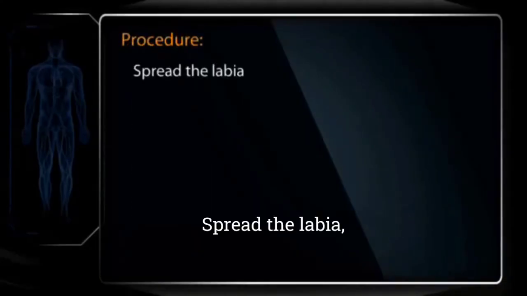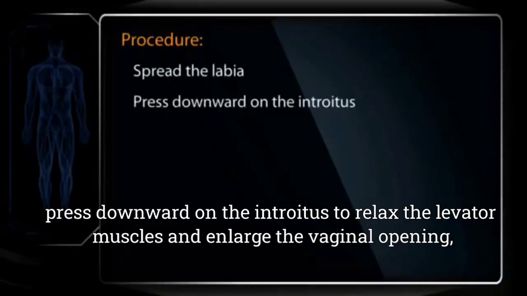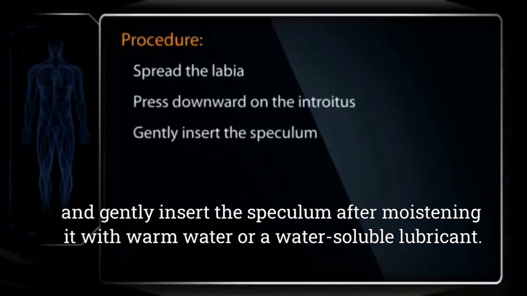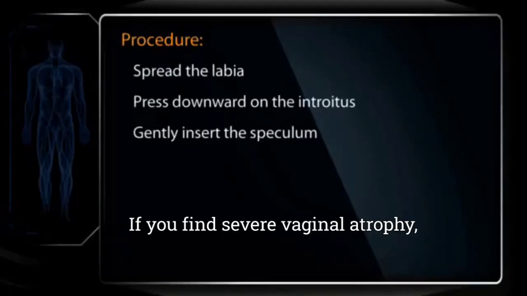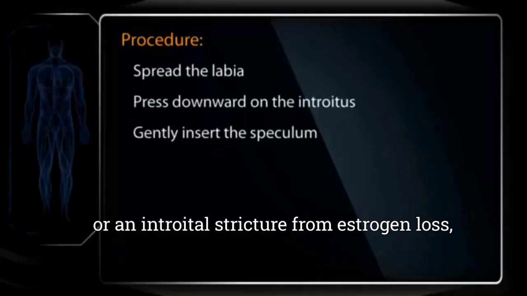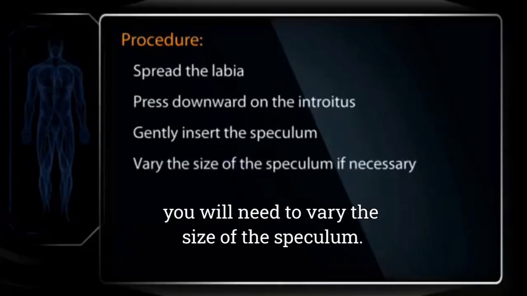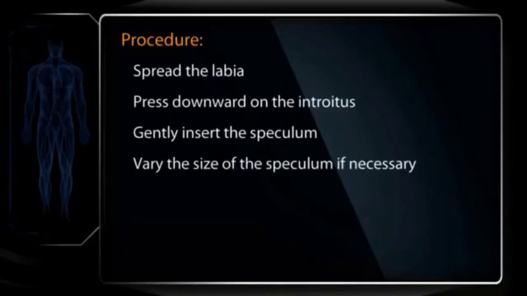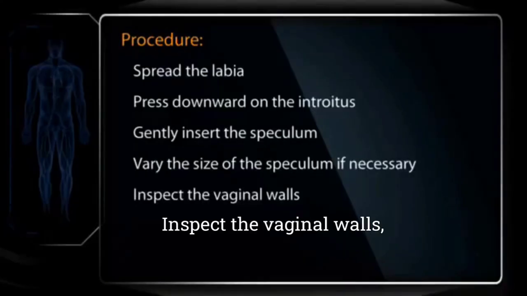Spread the labia, press downward on the introitus to relax the levator muscles and enlarge the vaginal opening, and gently insert the speculum after moistening it with warm water or a water-soluble lubricant. If you find severe vaginal atrophy, a gaping introitus, or an introital stricture from estrogen loss, you will need to vary the size of the speculum. Inspect the vaginal walls, which may be atrophic, and the cervix.